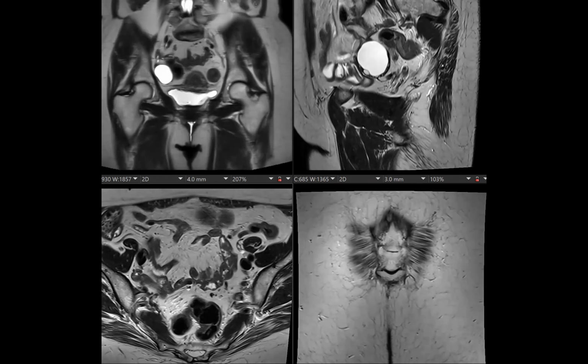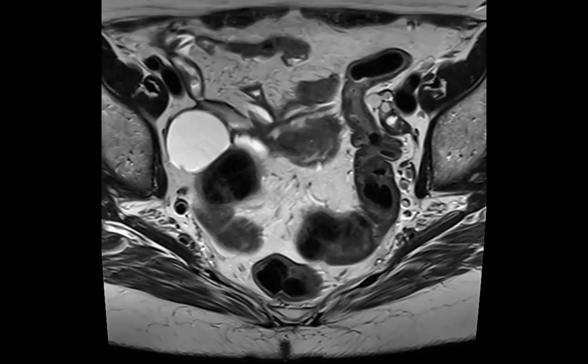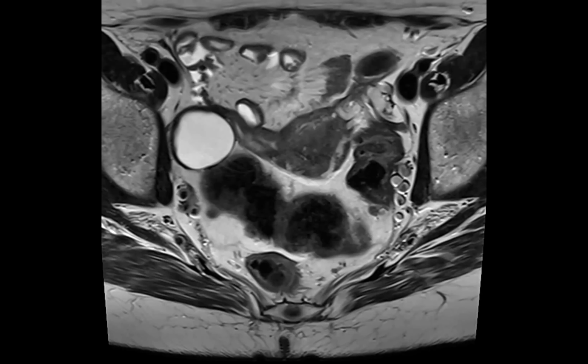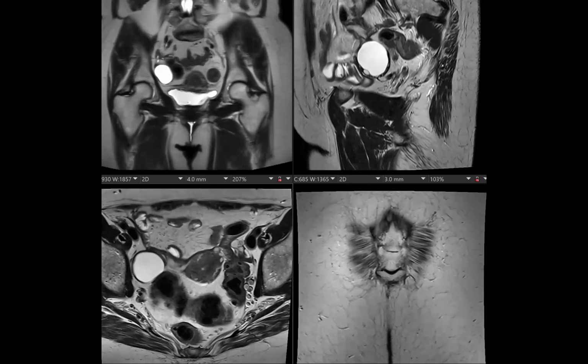This is a case from one of my colleagues. The patient had this finding here in the adnexa, and I thought the pathology was really interesting. The patient had a right cystic lesion seen on ultrasound, and this was a follow-up imaging study of the ultrasound. So here's the right cystic lesion.